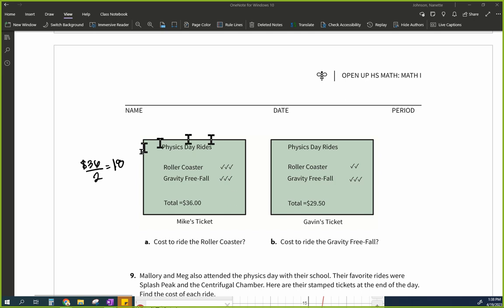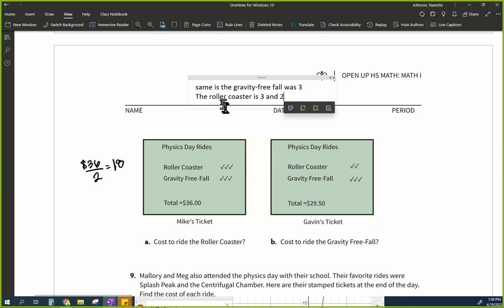Okay. What do you guys notice is the same between Mike and Gavin? Very good. The same exact thing is they both rode gravity free fall the same number of times. Someone said, here's what's the same: they rode gravity free fall 3 times. The difference is that Mike rode the roller coaster 3 times and Gavin only rode it 2 times.